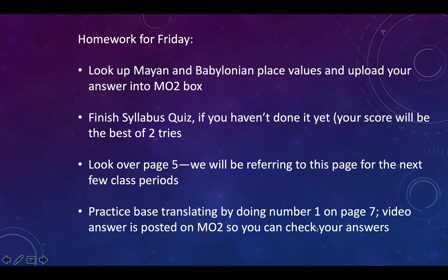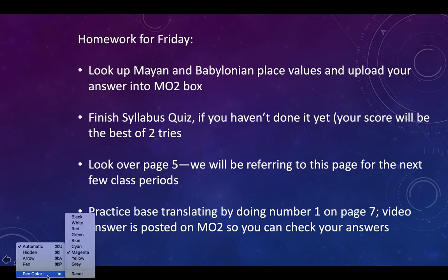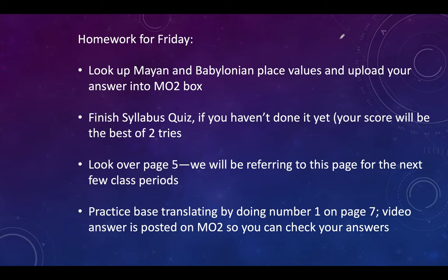So this is a reminder of your homework, things that you should be doing for Friday. Again, look up those Mayan and Babylonian place values. What we want for each of those, for Mayan and for Babylonian, is a 1, 2, 3. What are those place values? The first one's going to be 1s, and then this will be whatever base number you're in. And what's that third one look like?